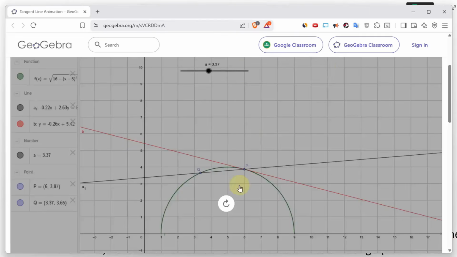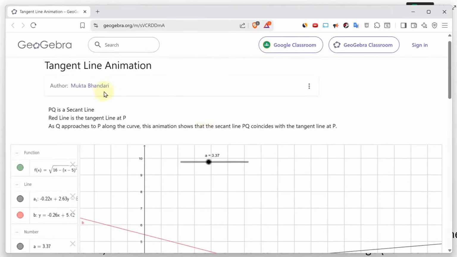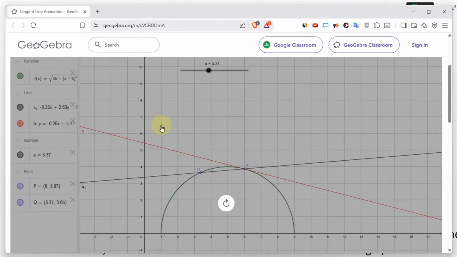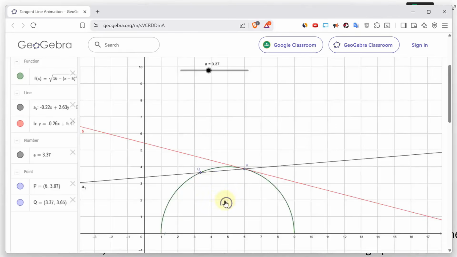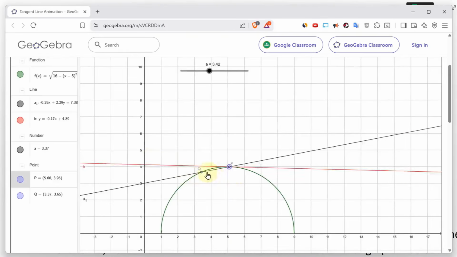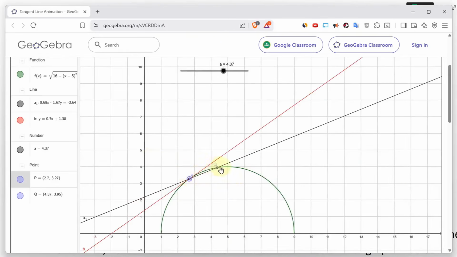So here's the GeoGebra. Someone made this animation, and I'll read the name out. This is by Mukta Badari. Apologies if I pronounced it wrong. So here is an animation. This is the point P, but they have Q on the opposite side. I'm just going to move this over. I'll move P here just so it matches ours.